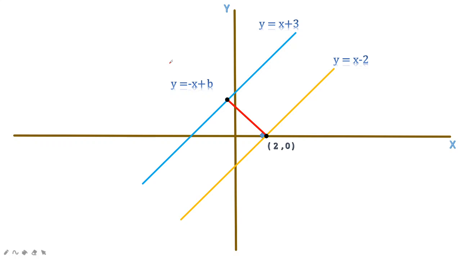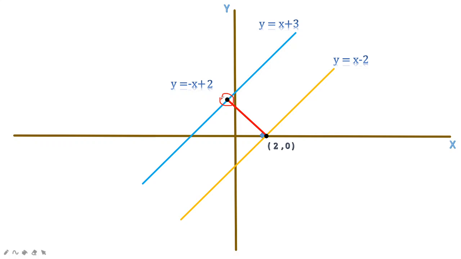So y is equal to 0 is equal to minus x. What is minus x? X is 2, so minus 2 plus b. Okay, so what is the value of b? b is 2. So we got the equation: y is equal to minus x plus 2.